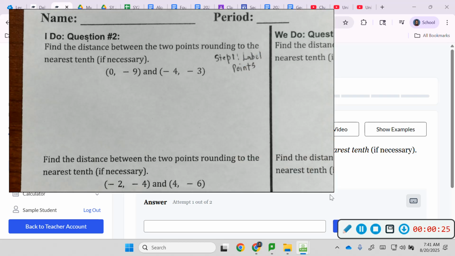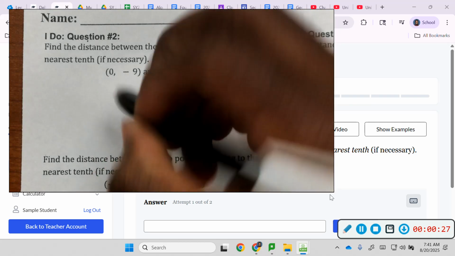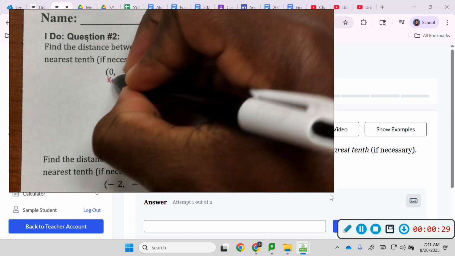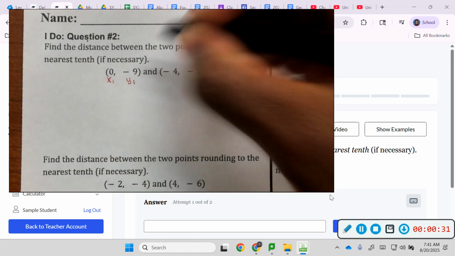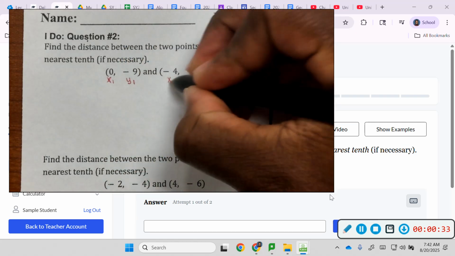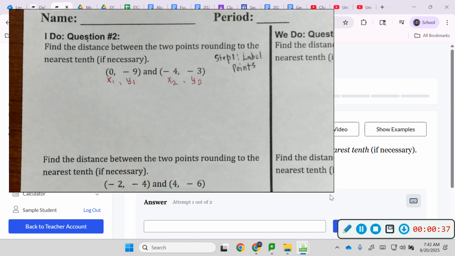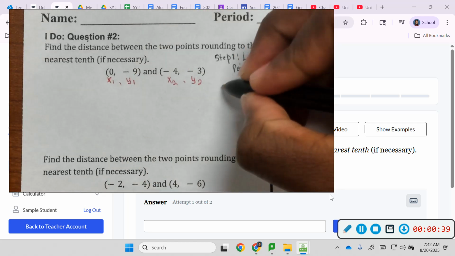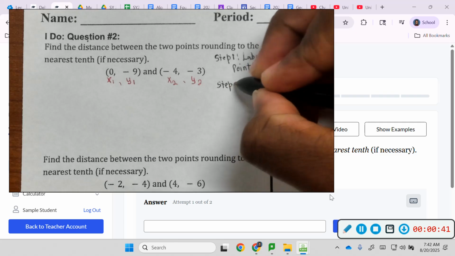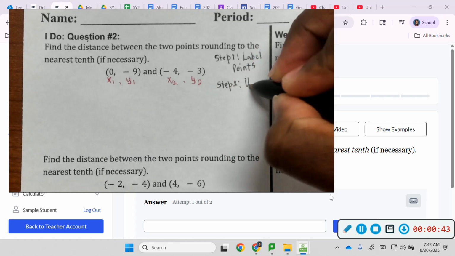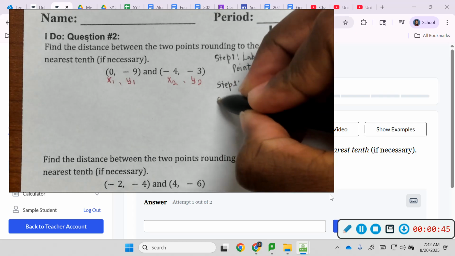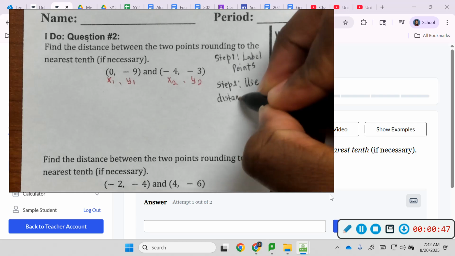This would be my first point that I was given, so this would be my x1, y1. Because it's my second point, this would be my x2, y2. Now we're going to do step 2, use distance formula.